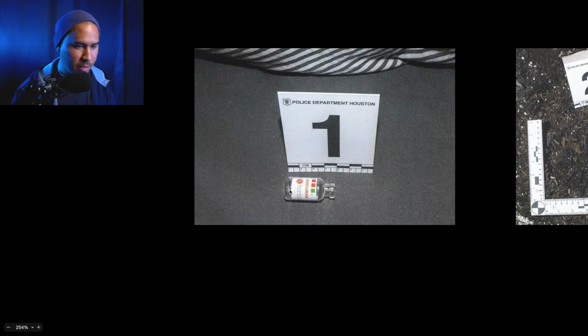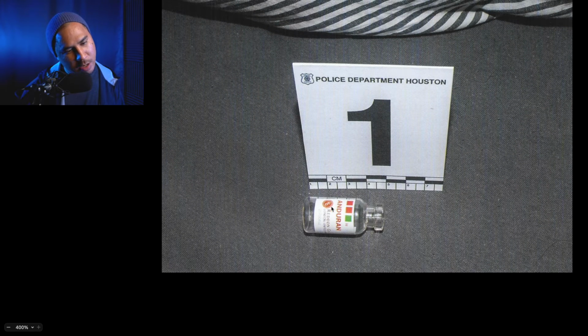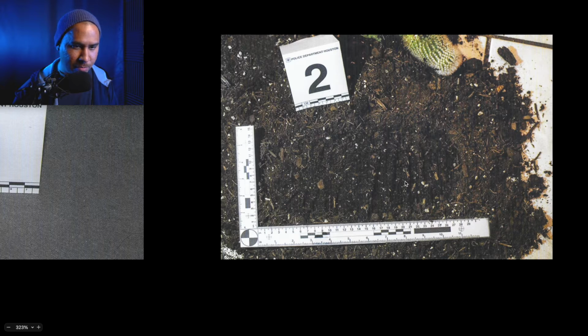First is like a bottle of something. Maybe possibly what was used. Andoran. I don't know what that is. I'm sure we'll get more information on that. Next looks like a shoe print in some dirt or maybe some potted plant. I guess we have a shoe size, roughly. Is this supposed to be centimeters and inches, I guess? So 1 foot is a pretty big size boot, unless those are like special boots for snow or something.